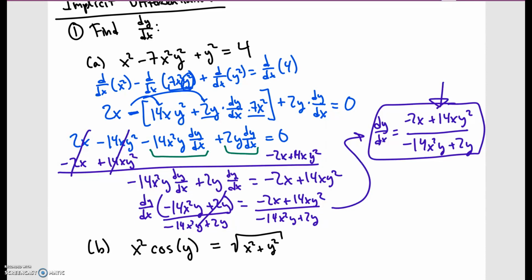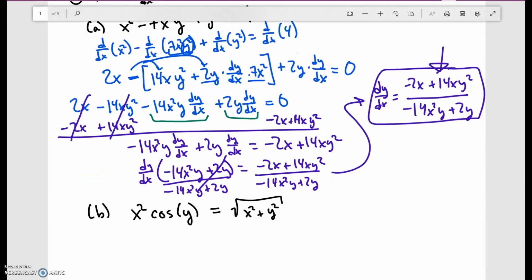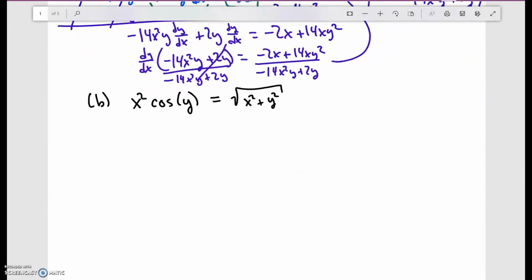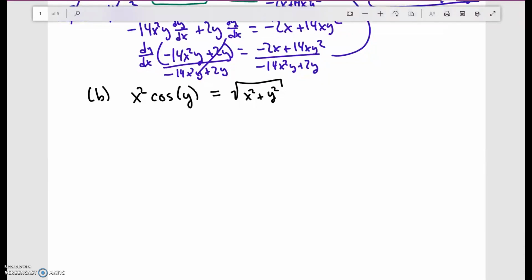Okay, so let's do one that's a little bit harder. So let's just do this one: x squared cosine y is equal to the square root of x squared plus y squared. There are going to be multiple chain rules and product rules here. So the first thing is that I'm going to take the derivative of everything. So d over dx of this thing is going to be equal to d over dx of this other thing. So I'm going to take the derivative of x squared cosine y and of the square root.